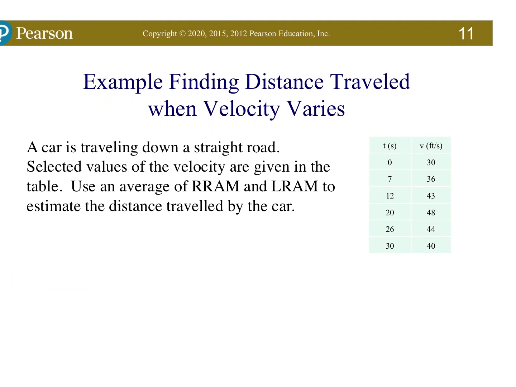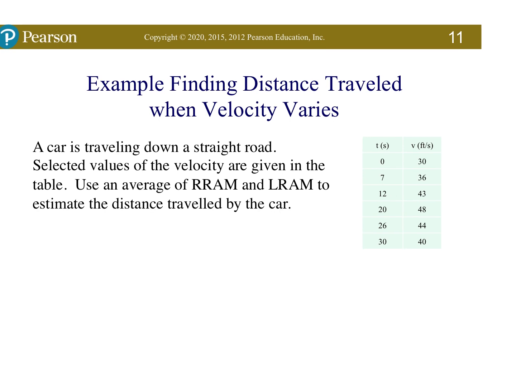So last one. A car is traveling down a straight road. All you have is a table, no graph. Use the average of RRAM and LRAM. So let's do LRAM. Let's just start. We'll do them in order. This is our last thing.